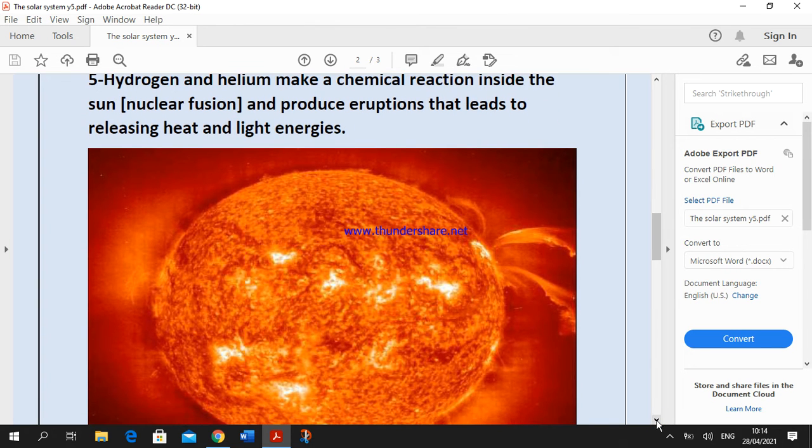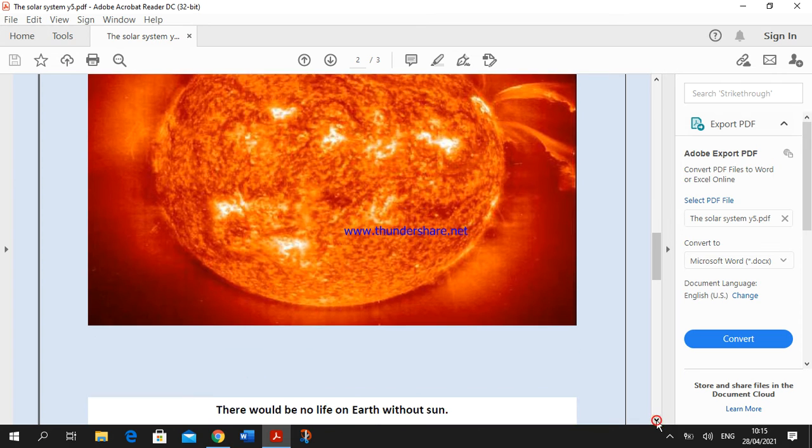The hydrogen and the helium undergo a reaction known as nuclear fusion inside the Sun. This reaction produces eruptions that lead to the release of a massive amount of heat and light energies. So the Sun is considered the main source of heat and light on Earth's surface.